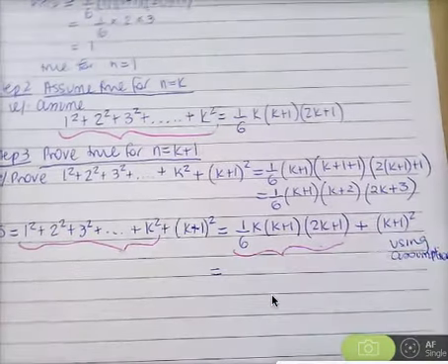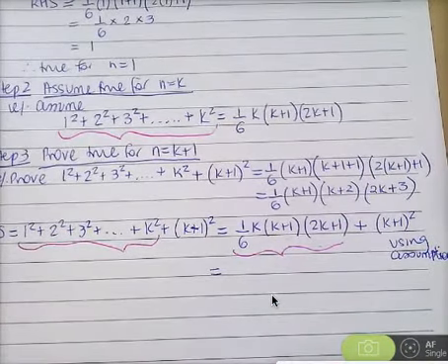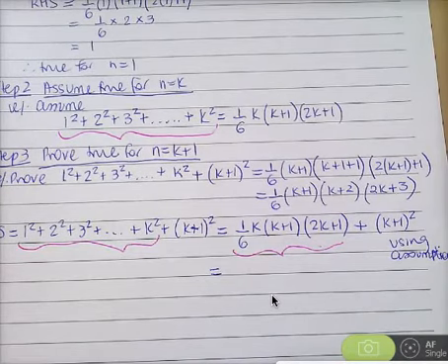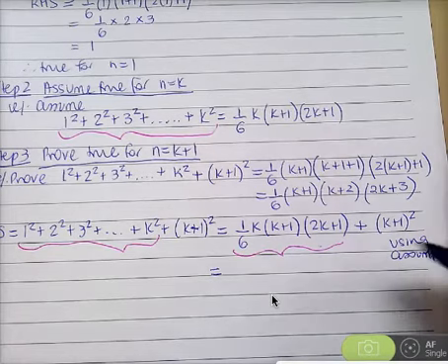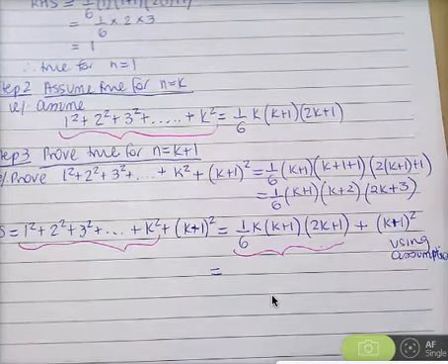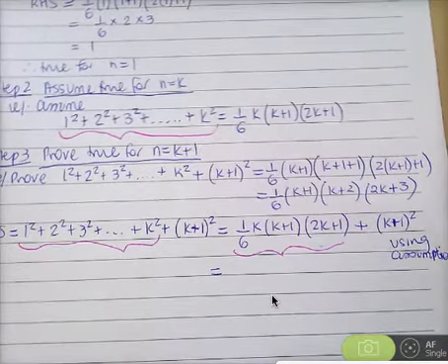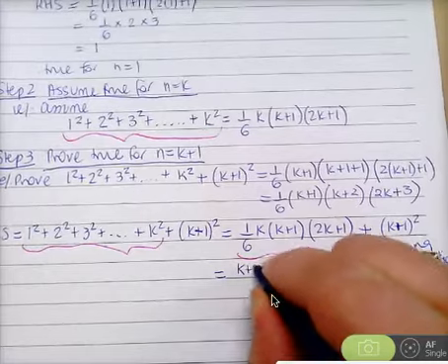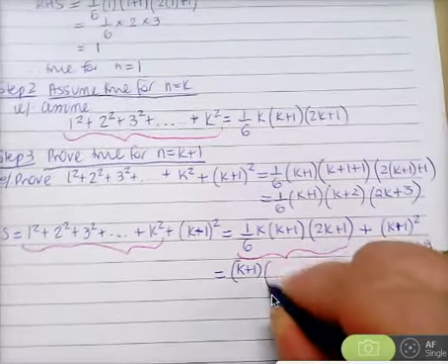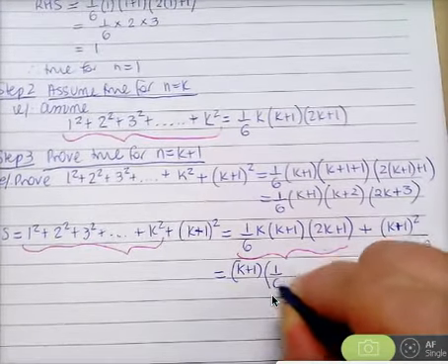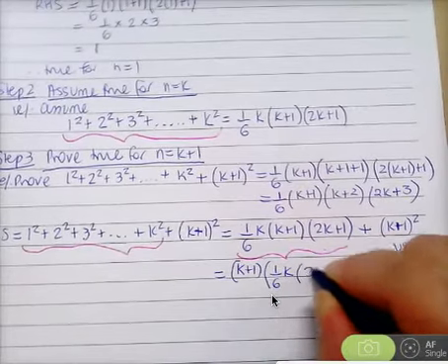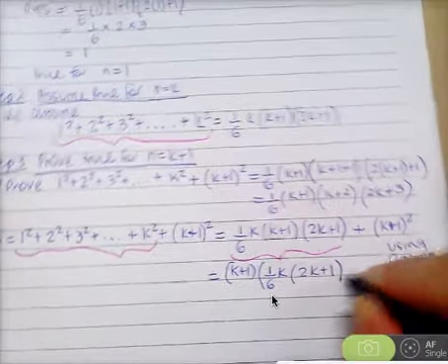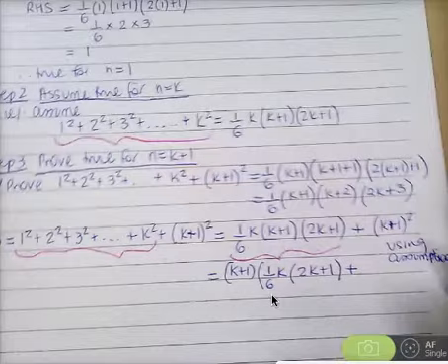Which equals. Now, what do you think you can do? You could expand everything, but I'm not going to. Can you see a common factor? K plus 1 is common. You've got 2 terms. I'm going to take out K plus 1 as a common factor. And what are you left with? 1/6 K, bracket, 2K plus 1 plus K plus 1.